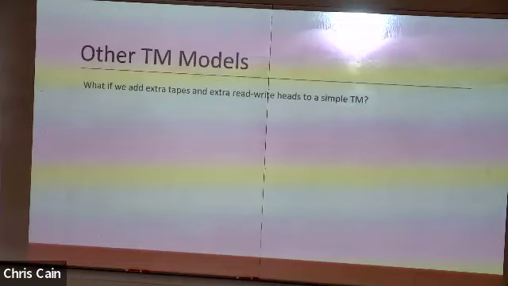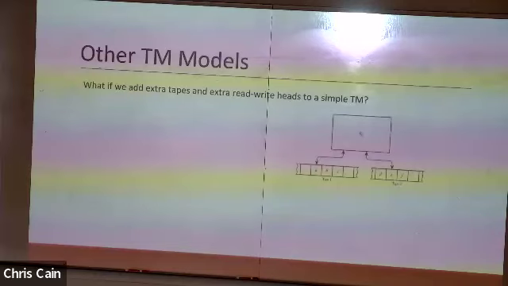What if we add extra tapes and extra read-write heads? So now we have read-write heads and extra tapes, and we're not coupled to be in the same location. When we added multiple tracks before, we always had to be in the same location and read an array, but now we have separate read-write heads that can move separately on multiple different tracks. Is that more powerful than a simple Turing machine?